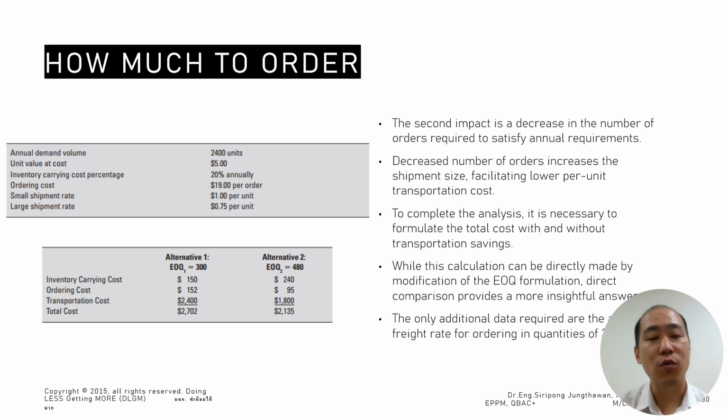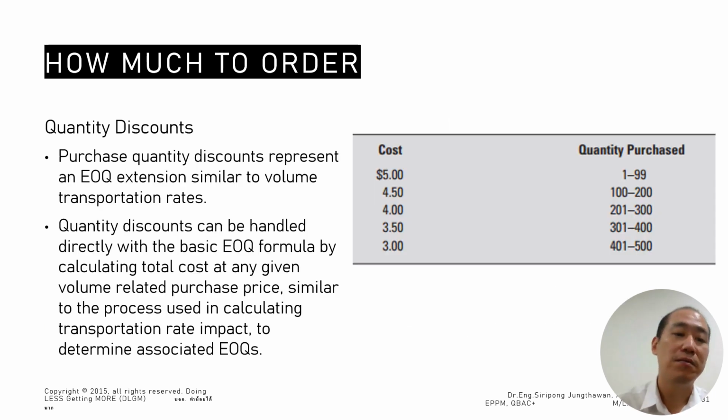This calculation can be made directly by modifying the EOQ formulation, and direct comparison provides more insightful answers. The only additional data required are the price rates for ordering in quantities, and the quantity discount. If you know the EOQ, you then have to check the discount before it. We call this the ladder of quantity purchase. If you buy more, you get a discount on the cost per unit.